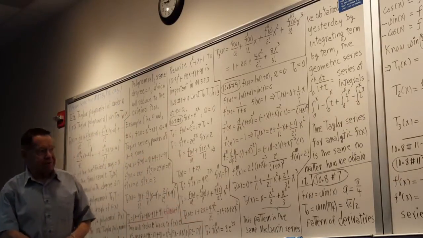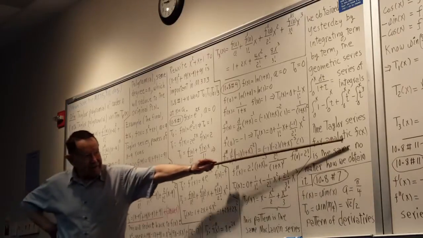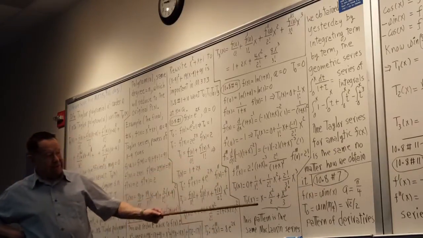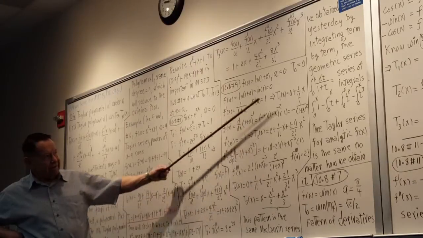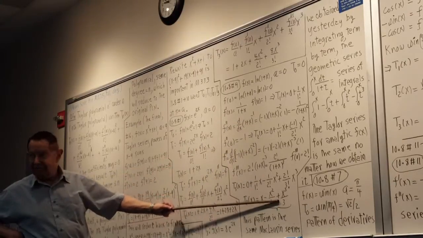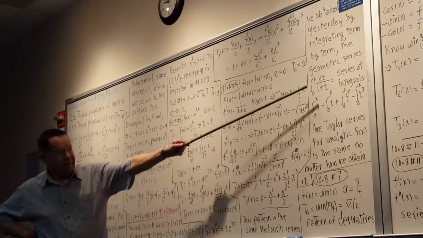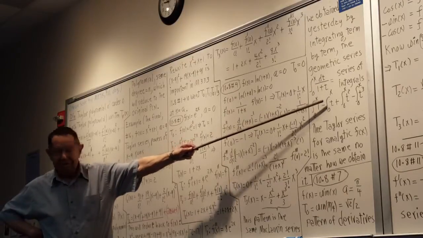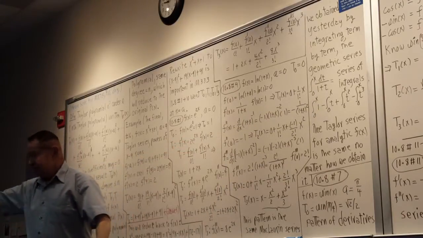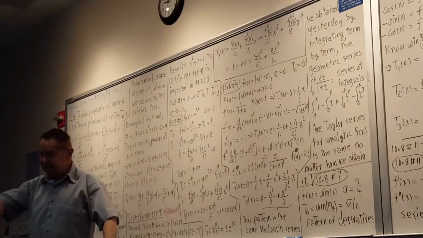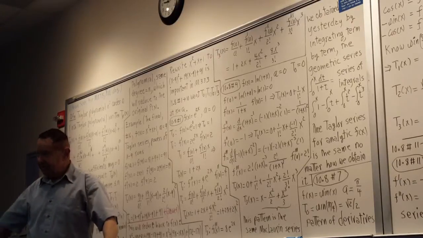So the Taylor series for an analytic function is the same whether you get it by doing the derivatives like this, or whether you get it by some other means like starting with a geometric series and then integrating term by term or differentiating term by term.